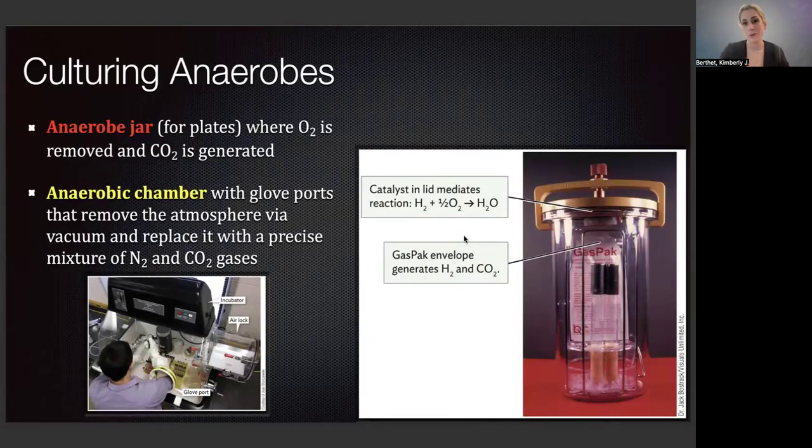Let's talk about how we grow some microorganisms in the laboratory if they don't want oxygen around them. If we have our anaerobic organisms, we need to either grow them in an anaerobic jar, as seen on the right. This gas pack actually removes all the oxygen and generates CO2, so we don't have oxygen preventing the growth of microorganisms. Then we also have anaerobic chambers. This is an entire enclosed chamber, where the atmosphere is replaced either with nitrogen or carbon dioxide gas. So there's no oxygen getting into this anaerobic chamber.